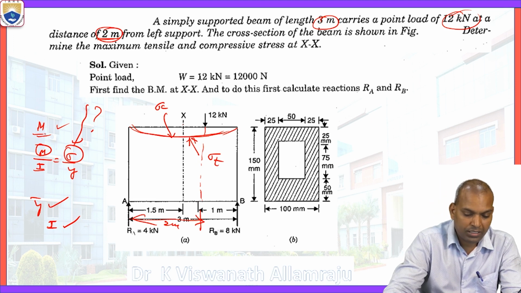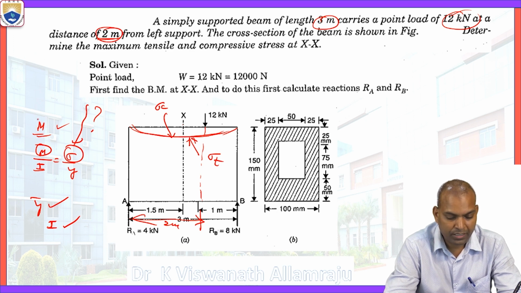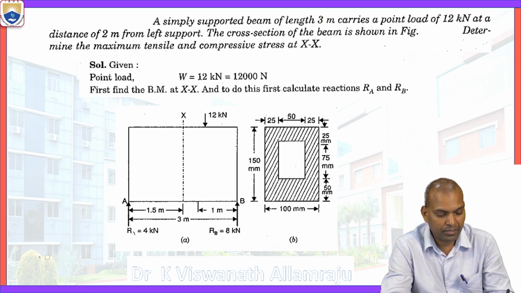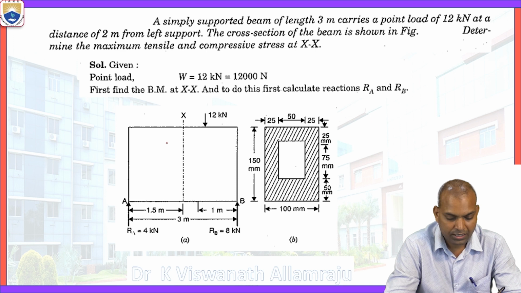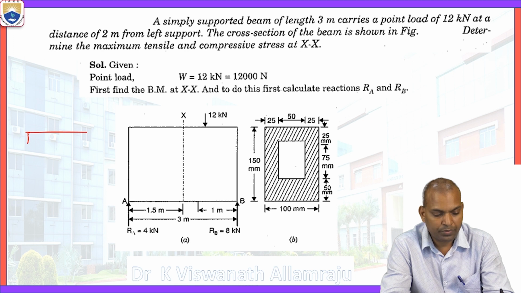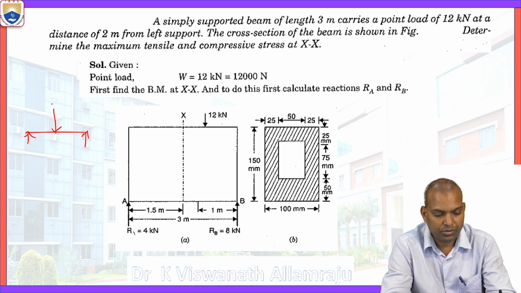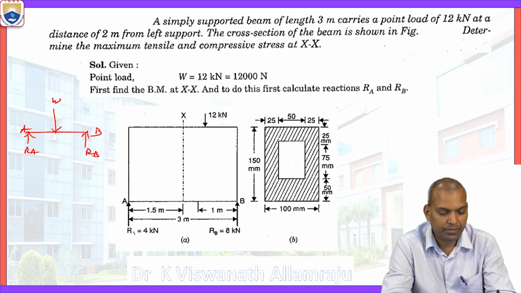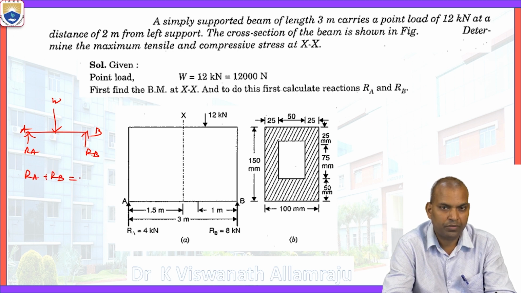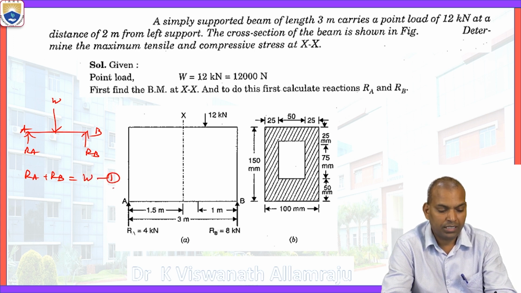So first you have to calculate the bending moment at section XX. How to calculate? By using the two equilibrium equations. For a simply supported beam with load W acting, the reactions are RA and RB at points A and B. The first equilibrium equation is that the sum of upward reaction forces equals the downward load. That is equation 1. The second equation is the moment equilibrium.